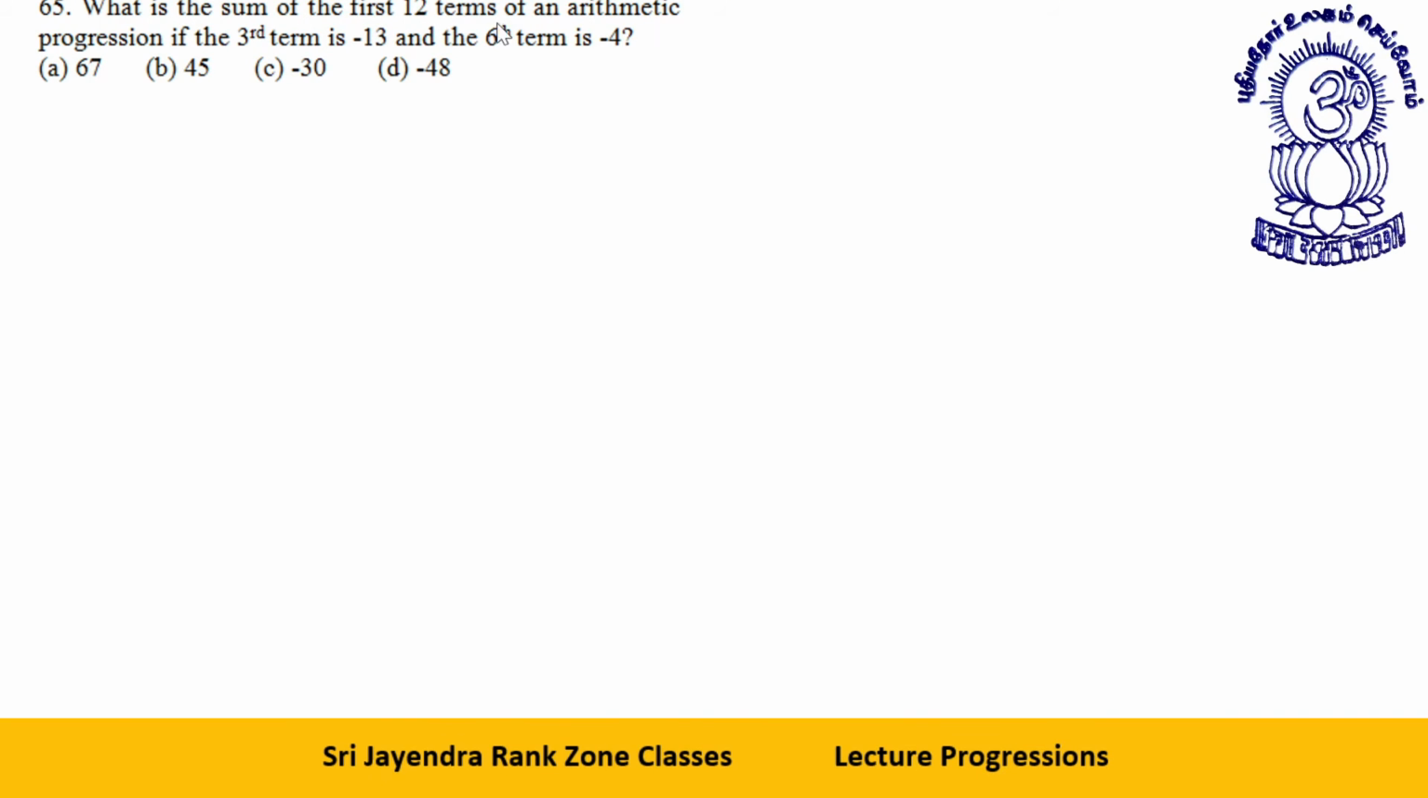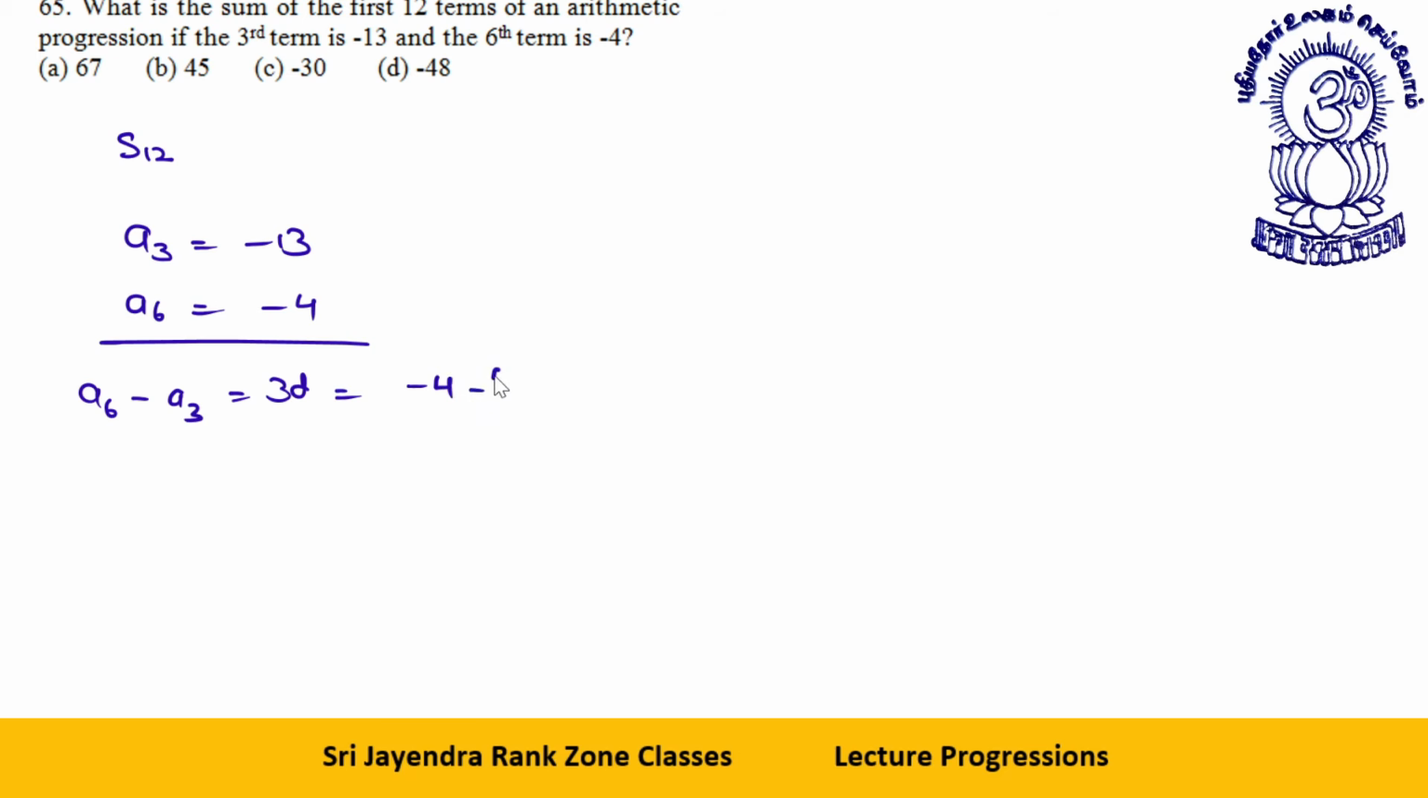What is the sum of first 12 terms of an AP? You are asked the sum of 12 terms, if the third term A3 is equal to minus 13 and the sixth term A6 is equal to minus 4. What will be A6 minus A3? That will be 3D, that will be minus 4 minus minus 13. 3D is equal to positive 9. D is equal to 3.